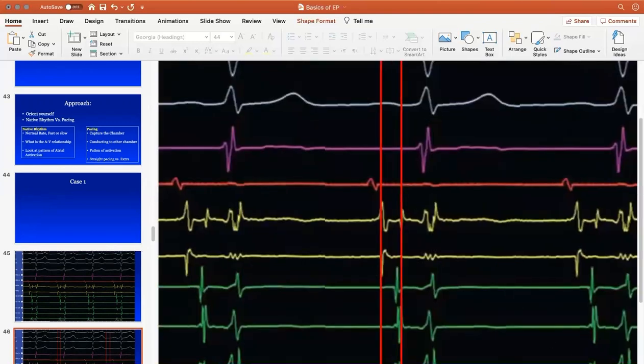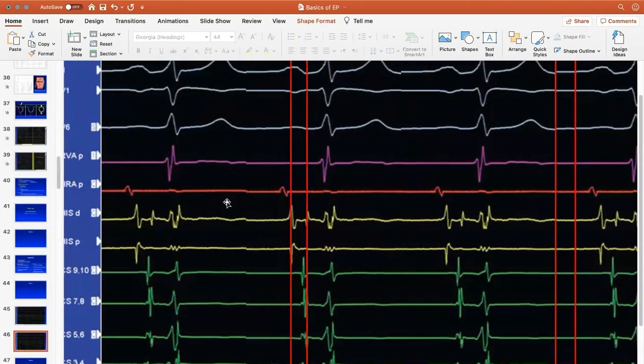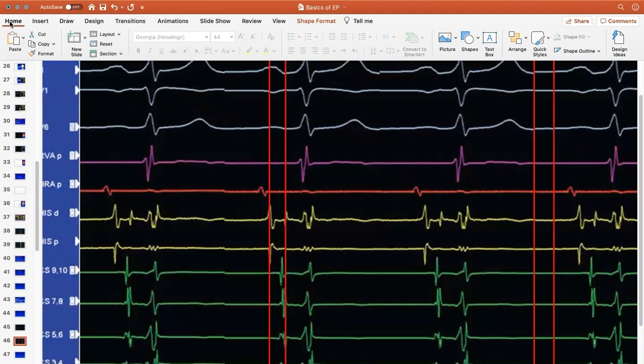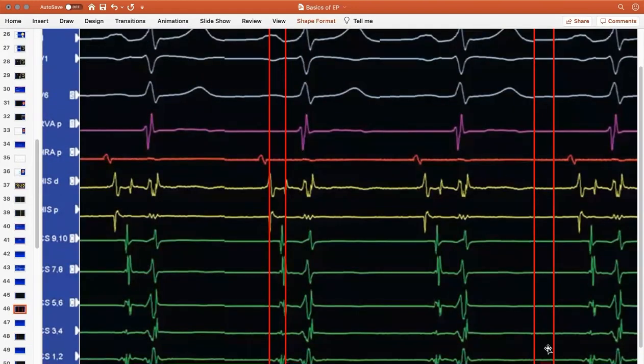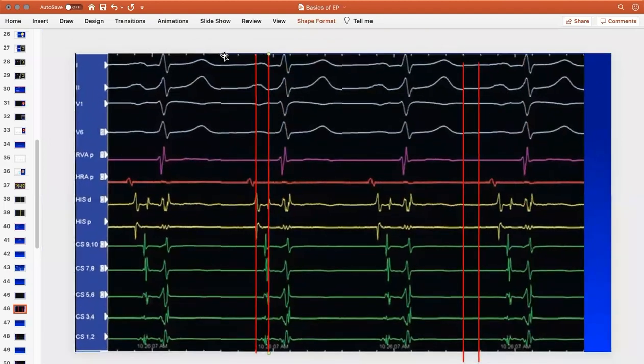This is not the best. Okay, so I'm going to take this to the smallest because I find it easier. So I'm just going to take this home. I find it easier to do it here. Each small square is about 100 milliseconds, so your AH interval is around 80 milliseconds.